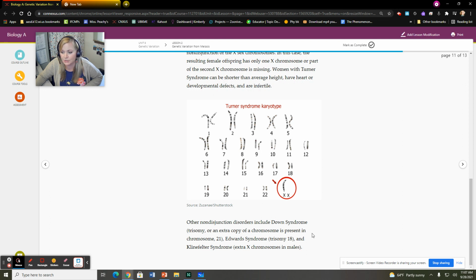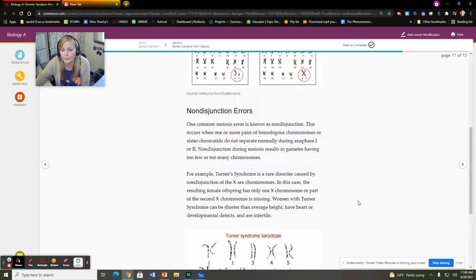Other non-disjunction disorders include Down syndrome, where you have three copies of chromosome 21, Edwards syndrome, where you have three copies of chromosome 18, and Klinefelter syndrome, where you have an extra X chromosome in males. You are XXY instead of being just XY. So you may have more female characteristics because of having that extra X chromosome. So these are all chromosomal abnormalities that lead to differences that we see in people's, you know, how they look and how they act and how they think and stuff like that.